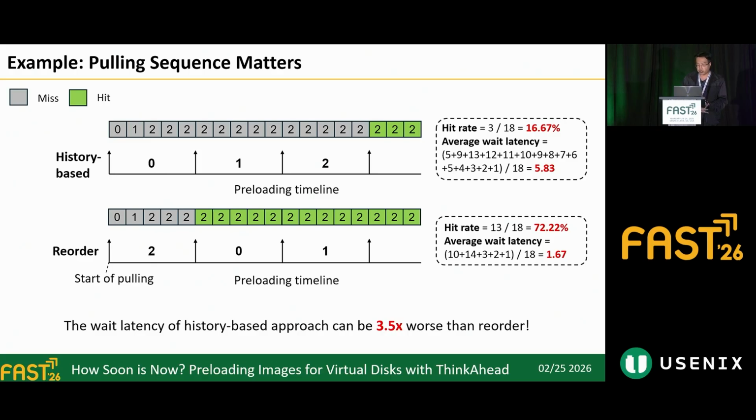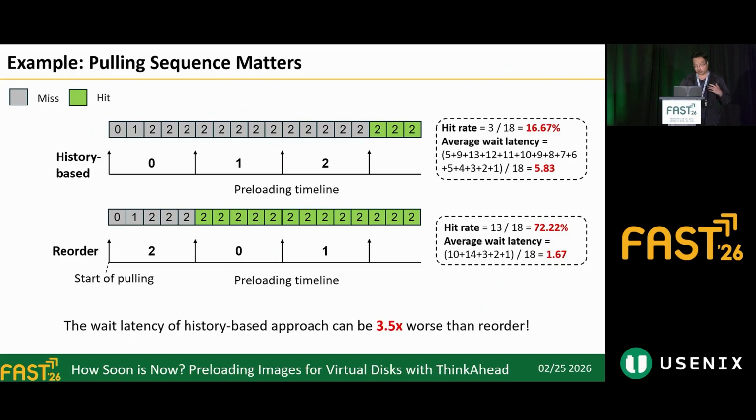Now, one thing I would like to highlight is that we cannot just simply follow the actual order to pool the blocks, because it may not be efficient. It does not take into account the density. So here is one example. Let's say your access sequence is 0, 1, 2, 2. Then you may follow this sequence directly: you preload block 0, then block 1, and then block 2.